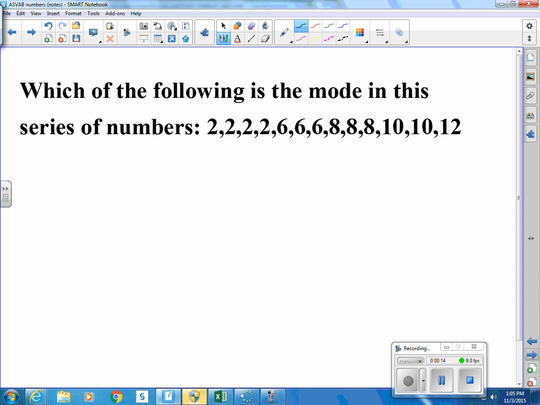Which of the following is the mode in this series of numbers? The mode is the number that is there most often. So there's 4 2s, 3 6s, 3 8s, 2 10s, and 1 12. So 4 is the most, and so the mode of this group of numbers would be 2. That's the number that there are the most of.